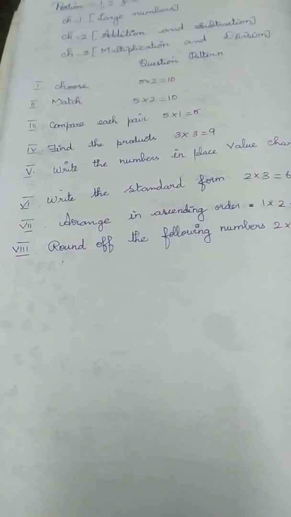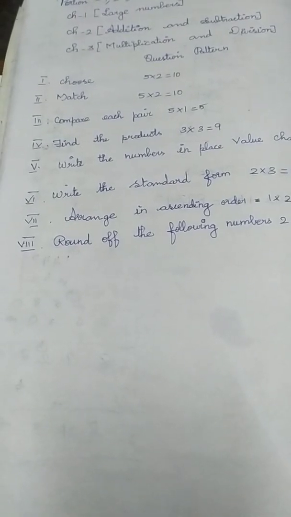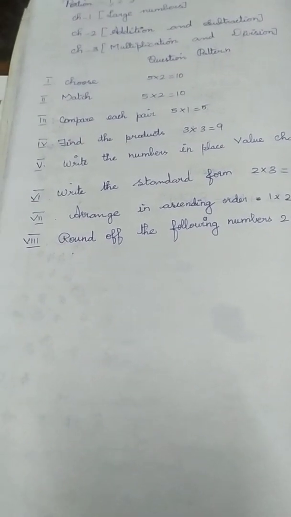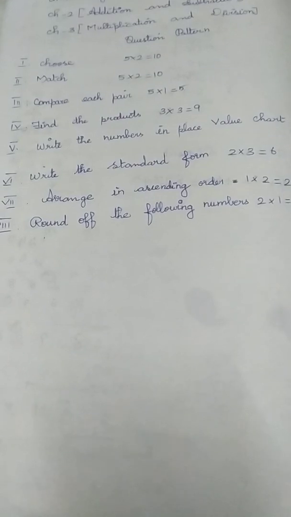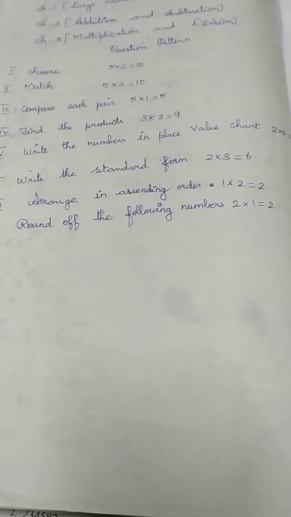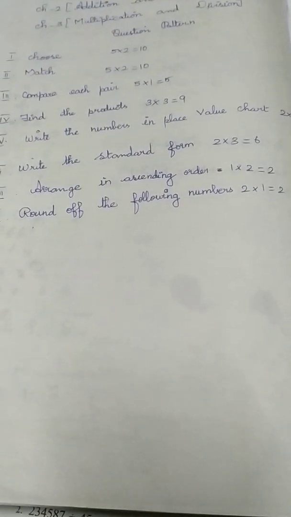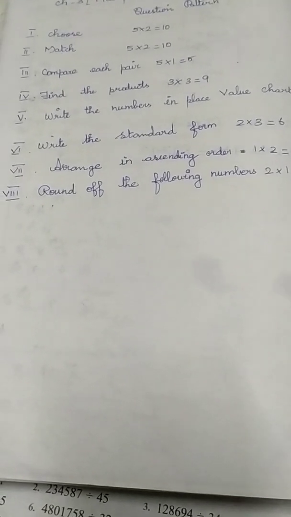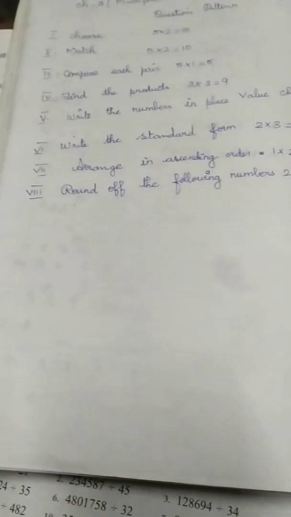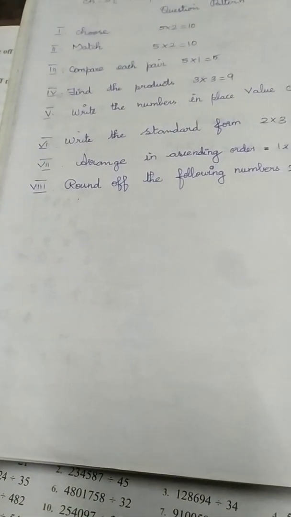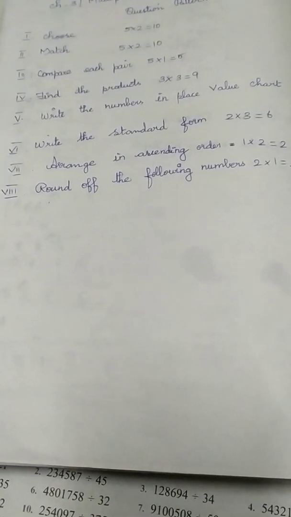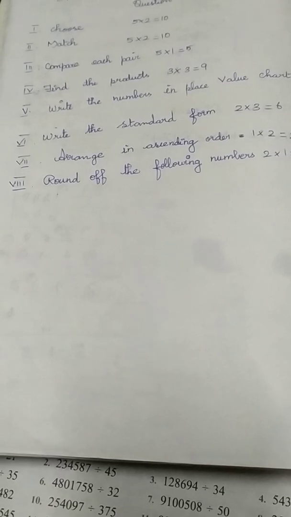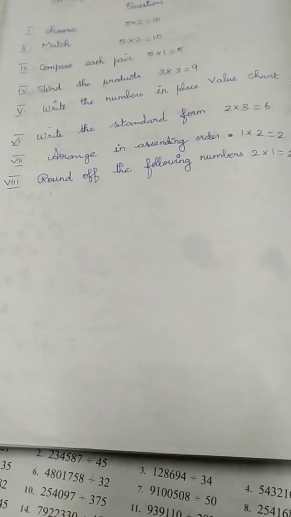That means you are going to compare the numbers and write whether the greater number or smaller number, or both are equal. Find the product. You are going to multiply. Write the numbers in the place value chart. You all know how to draw place value chart, right? Ones, tens, hundreds, thousand, 10,000, lakh, 10 lakh, crore in Indian system. Arrange in ascending order, arranging the numbers from smaller number to bigger number. Then round off the following numbers.